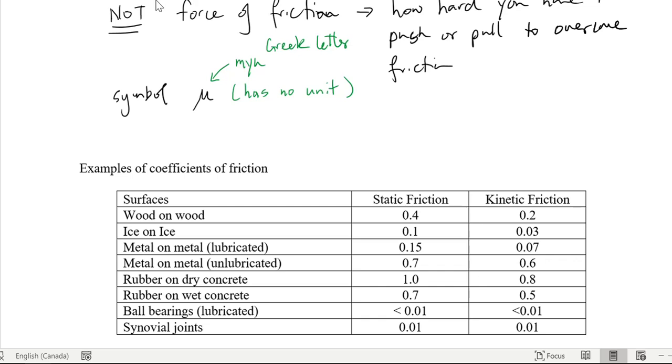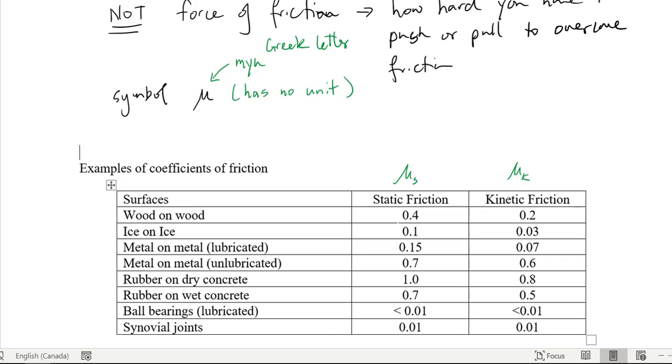If you take wood on wood, notice there have to be two surfaces. In order to get friction, one thing has to rub on the other. So with wood on wood, the static coefficient of friction, the symbol would be mu s, is 0.4, and the kinetic coefficient of friction, mu k, is 0.2. You notice that the static coefficient is higher than the kinetic. Why? Well, it's always harder to start something moving than to keep it moving.